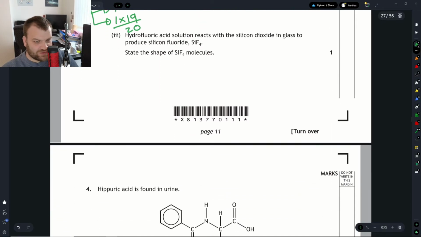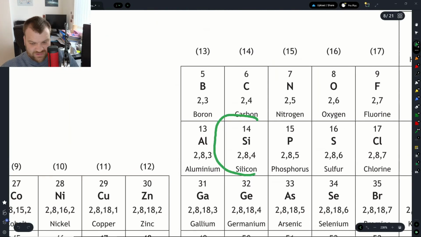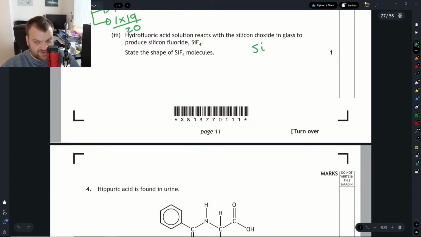Next one, we're talking about the shape. We are going to use VSEPR theory, valence shell electron pair repulsion. We need to look at the central element, which in this case is silicon. We need to look for how many outer electrons it's got. Silicon is in group 4, so that means it's got 4 valence electrons. We are then joining 4 things to it. Each of the fluorines would count as 1.